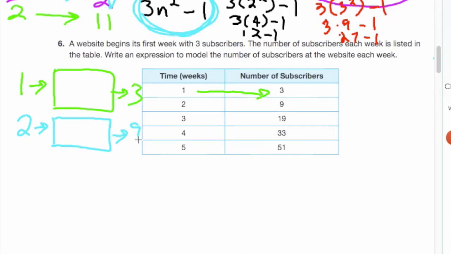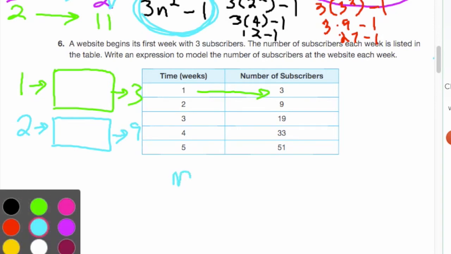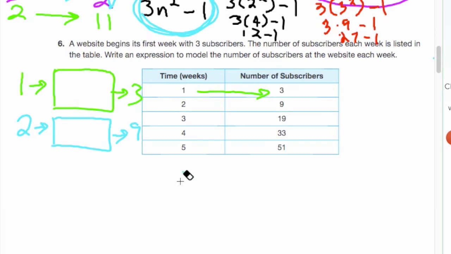All these other problems have had some sort of square, right? What's 5 squared? That's 25. Now what do I do to 25 to get 51? Multiply it by 2 and then add 1. So let's try that.